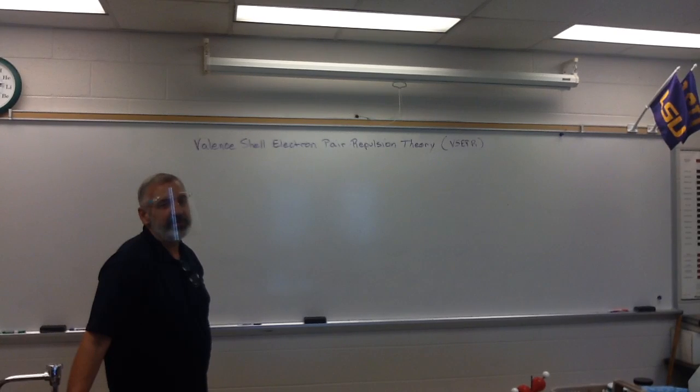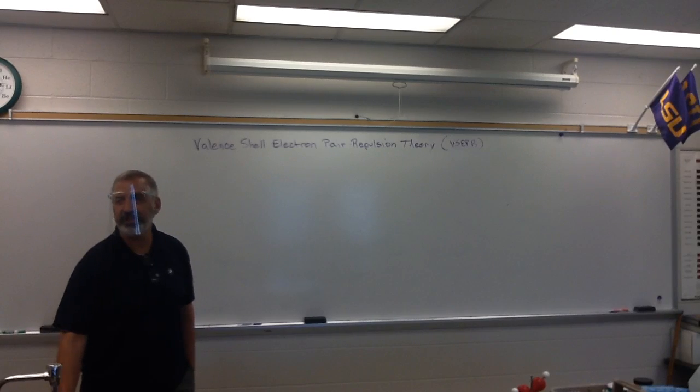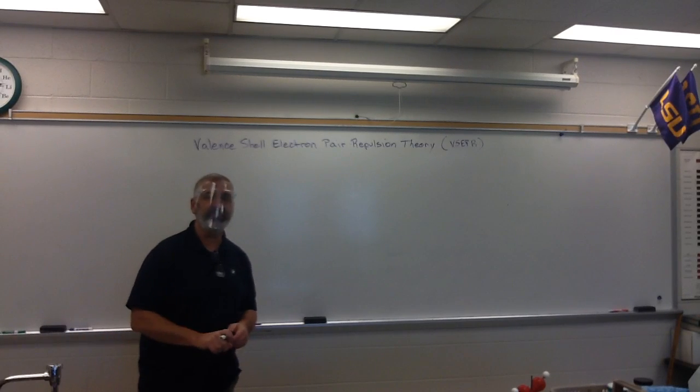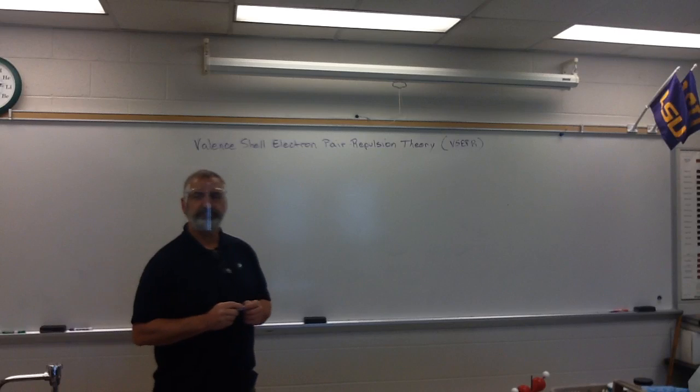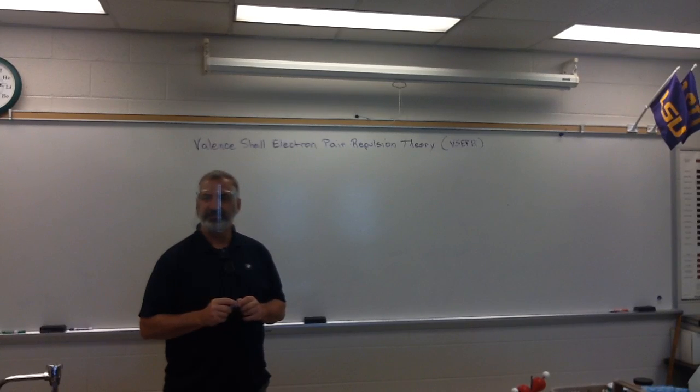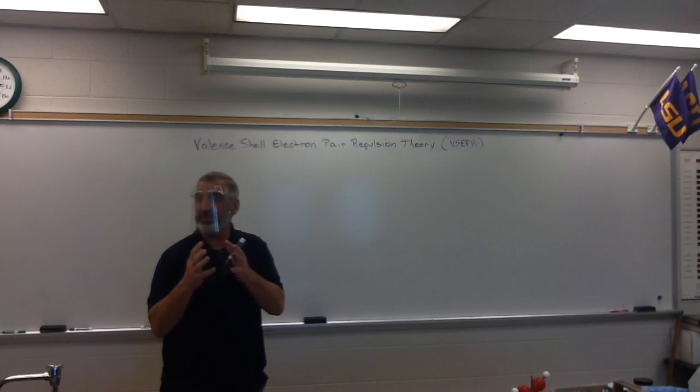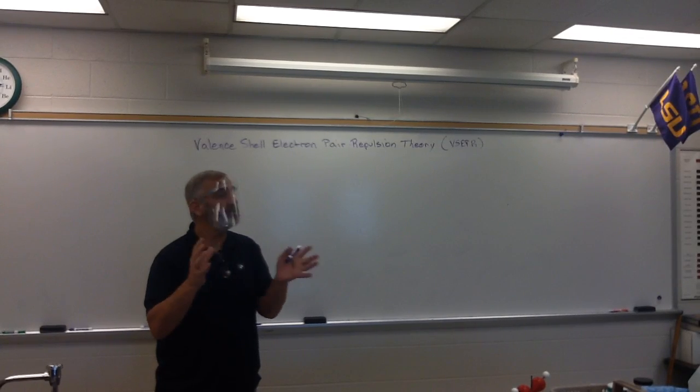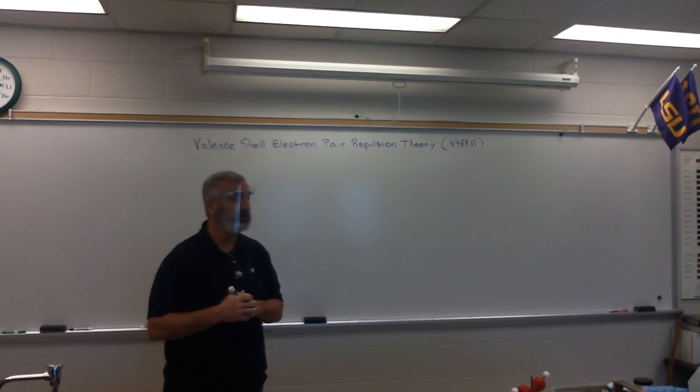Valence shell electron pair repulsion theory. The name is self-explanatory. So what do you think the valence shell electron pair repulsion theory says? Valence shells repel. What repels? The electron pairs, the bonding pairs. The electrons in their valence shell are going to repel and try to get the maximum distance apart.